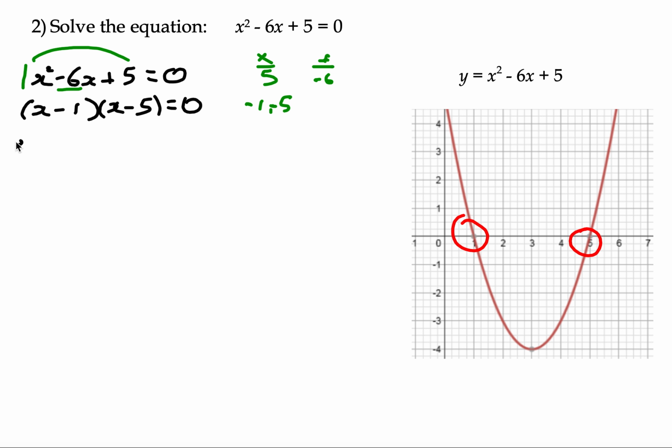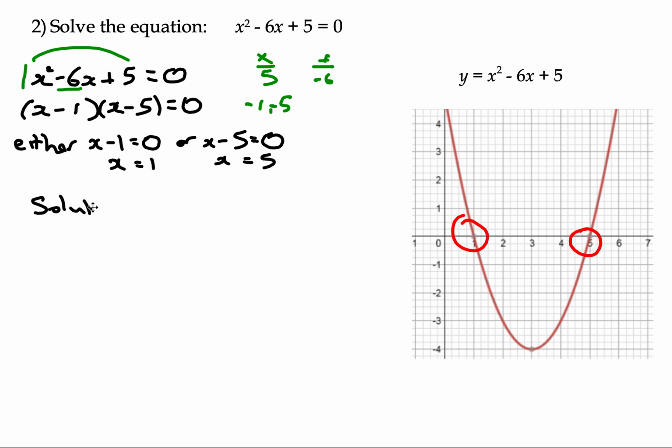So we write down either x minus 1 is 0 or x minus 5 equals 0. What does that mean? We can solve that little equation, add 1 to both sides, we get x equals 1, add 5 to both sides, we get x equals 5, and sure enough, we get the same answer as we found in our graph. So the solution is the roots, or in this case, we're not asked for the roots, it just says solve the equation. So in this case here, the solution is just x equals 1 or x equals 5, and that is our solution. Okay.